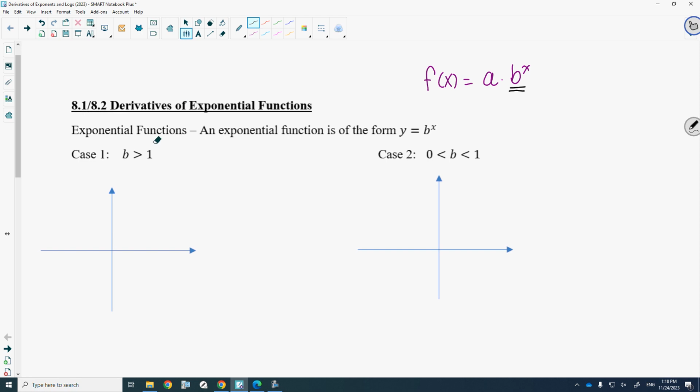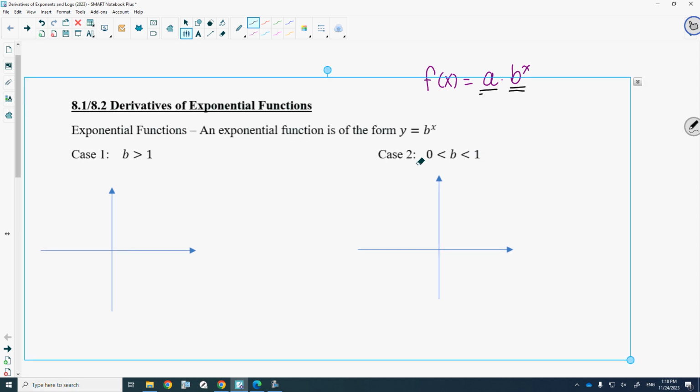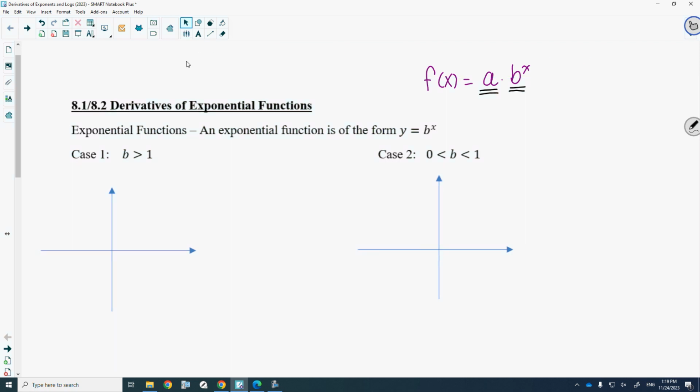And in 30-1, we looked at when the base was a value greater than 1 or where the base was a fraction, a value less than 1 greater than 0. The a value of an exponential function gives the y-intercept of the graph. It's going to give the vertical stretch factor of the graph.